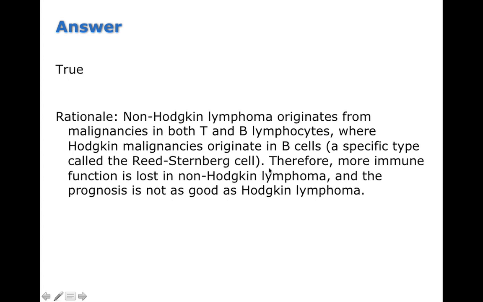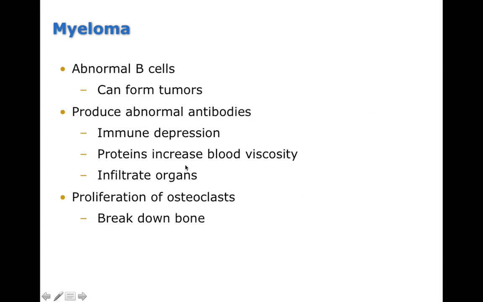Whereas, remember, Hodgkin's lymphoma only affects the B cells, and they create a special type of cell called the Reed-Sternberg cell. And this is how it's characterized. Under tissue biopsy, you actually can see Reed-Sternberg cells.